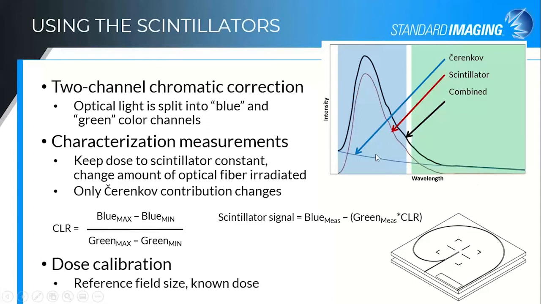And so with that, we get a change in signal both in the blue channel and in the green channel. And so we calculate what's called a Cherenkov light ratio, which is that difference in the blue channel divided by the difference in the green channel. And with that knowledge, we can then correct subsequent measurements by removing a certain portion of signal, based on the signal in the green channel, from the blue channel in order to get rid of that Cherenkov contribution. If you're doing a dose calibration, there's a 10 by 10 field marked on here, or give it a smaller field if you're using, say, CyberKnife. Give it a reference field size, a known dose at a known depth, and then you can also add in the conversion factor here for the dose.